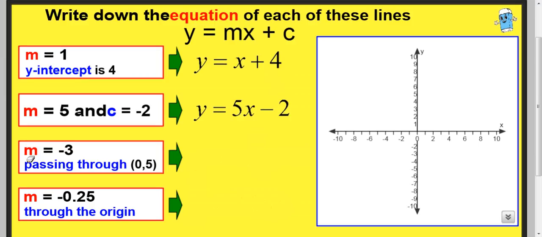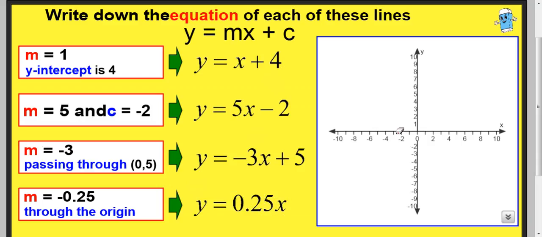Okay, this one's in a slightly different format. The gradient's negative 3, passing through the point 0, 5, so that would be just an intercept of 5. So negative 3 in front of your x, and a plus 5 at the end. And last one here, the gradient is negative 0.25, so negative 0.25 in front of your x. It says through the origin, which is just the point 0, 0, so we tend not to put in plus 0, just leave it like that.